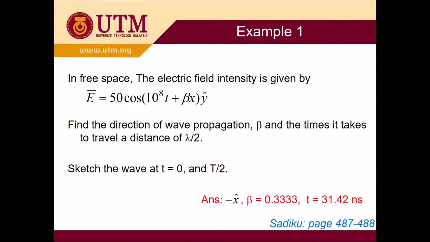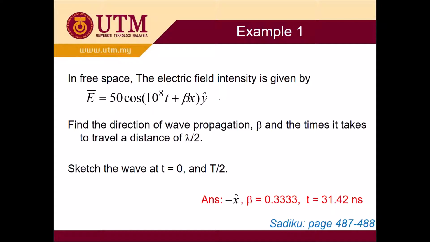Okay, here is the answer. Basically the direction is negative x, beta equal to 0.333, and the time taken is 31.42 nanoseconds. But how to do it? Right, so first we see the equation: E equal to 50 cos(10^8 t + beta x) y.